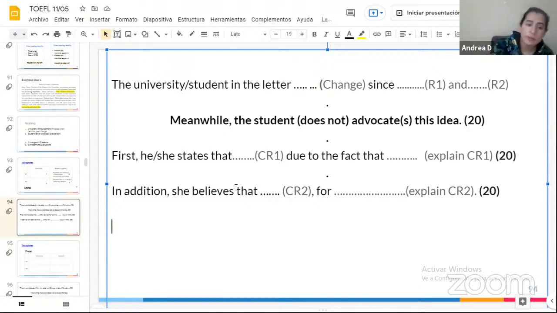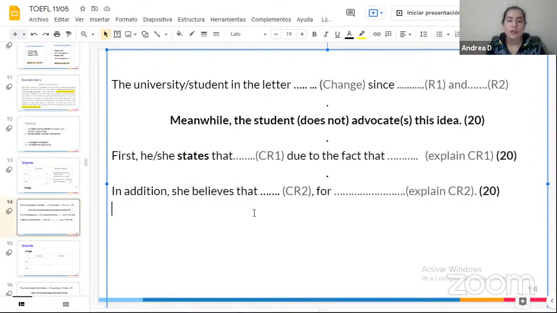The E-rater is also going to be looking for these transitions. So use them as much as you can, like first, in addition, or additionally, or as a result, or however, nevertheless. All those transition words are going to be counted by the E-rater, so make sure to have some. The E-rater is also going to be looking for reporting verbs, like the student states that, or the student believes that, the university plans to. Those reporting verbs are also going to count.